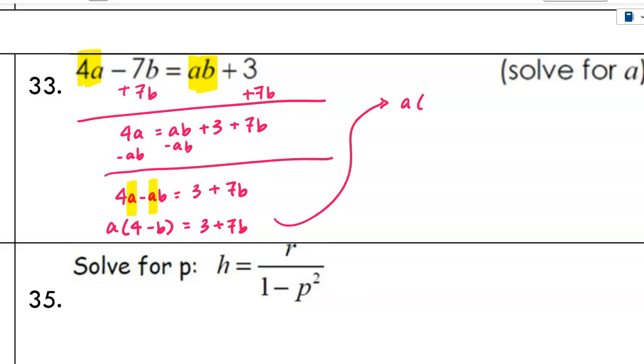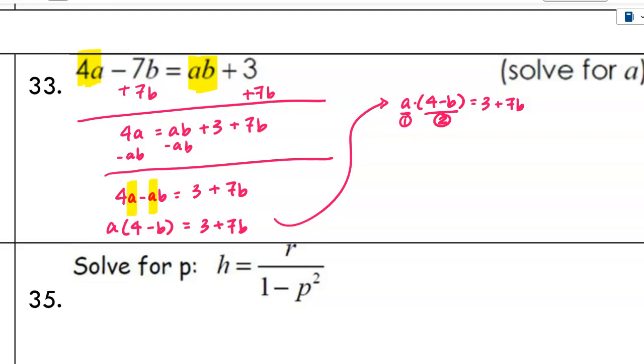Now, 4 minus b equals 3 plus 7b. What you did is create two factors, first factor and second factor. Now, once you do that, how do you get rid of one of the factors? Is to do the opposite of it.